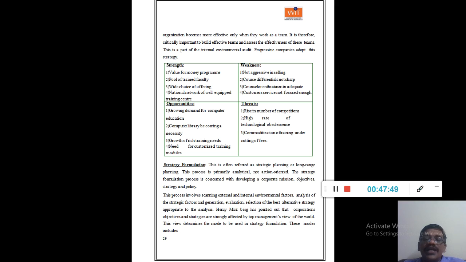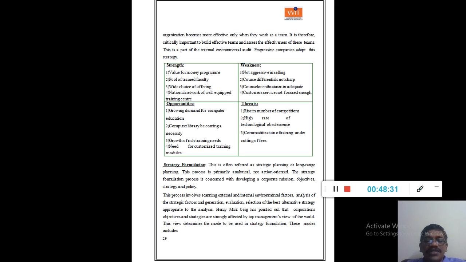And this is primarily an analytical procedure. It's not action oriented. It's not a one time step. It is an analytical procedure. And this strategy formulation process is concerned with developing a corporate mission, objectives, strategy, and policy. First step is corporate mission. So strategy formulation means you can write all the elements included in the strategic planning process, starting from corporate mission, objectives, then strategy, then policy.